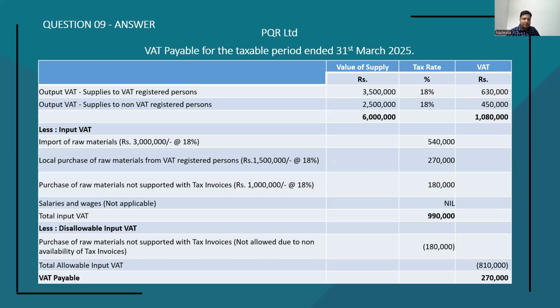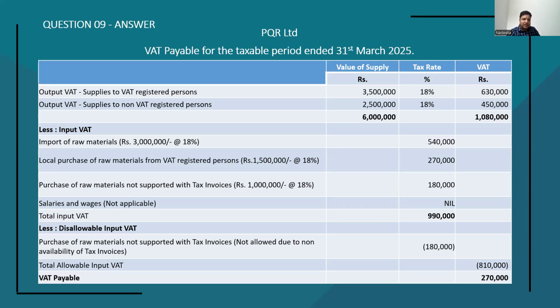First, we have supplies to VAT registered persons. The value of supply is 3.5 million. It's a general supply, not a zero rated supply. So you apply the standard rate of 18%. So the output VAT is 630,000.